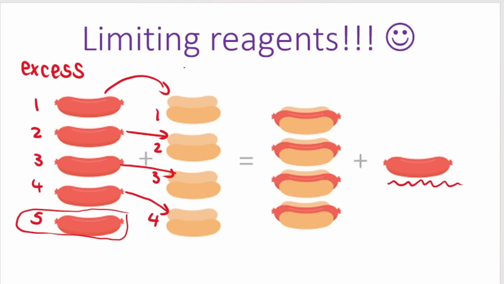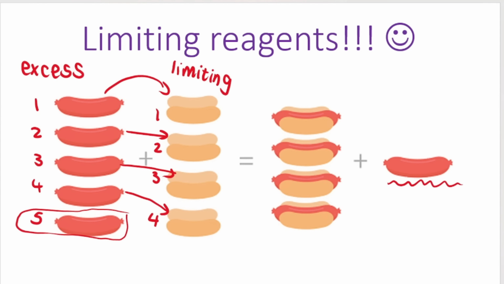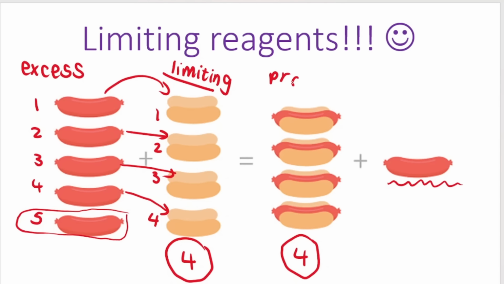The rolls are limiting. What that means is they will run out first. So if you're making hot dogs, you're going to run out of rolls first. The rolls are the limiting reagent. Let's go back to our definition. It's consumed completely. All our rolls will be used up. And it determines the maximum amount of product that can be made. So because I have 4 hot dog rolls, the maximum amount of hot dogs I can make is 4. I can't make 5 because I ran out of rolls. So it's very important to note that the limiting reagent determines the amount of product that can be made.